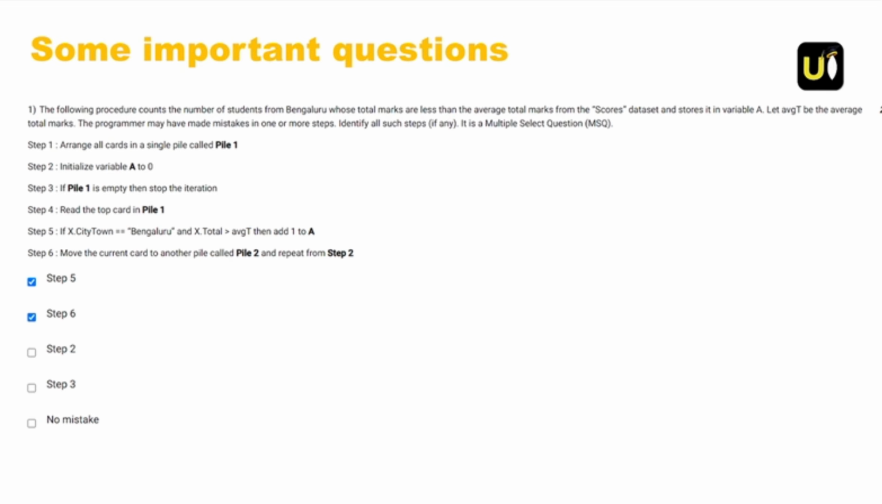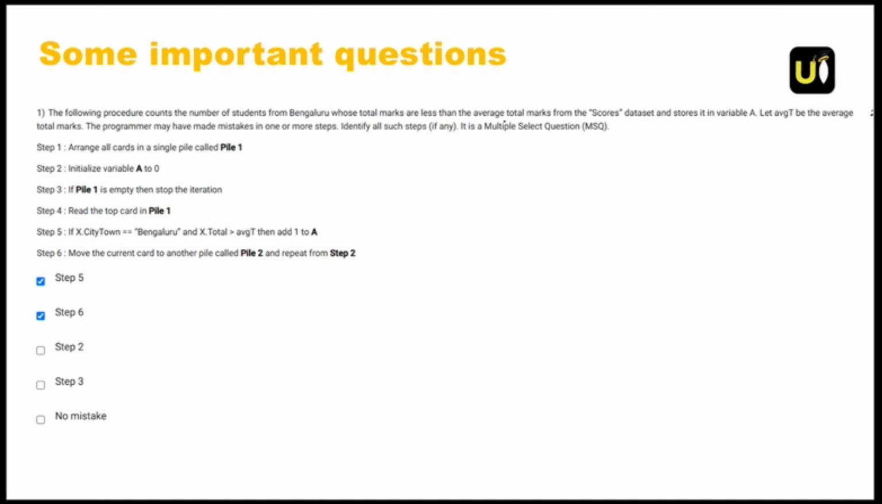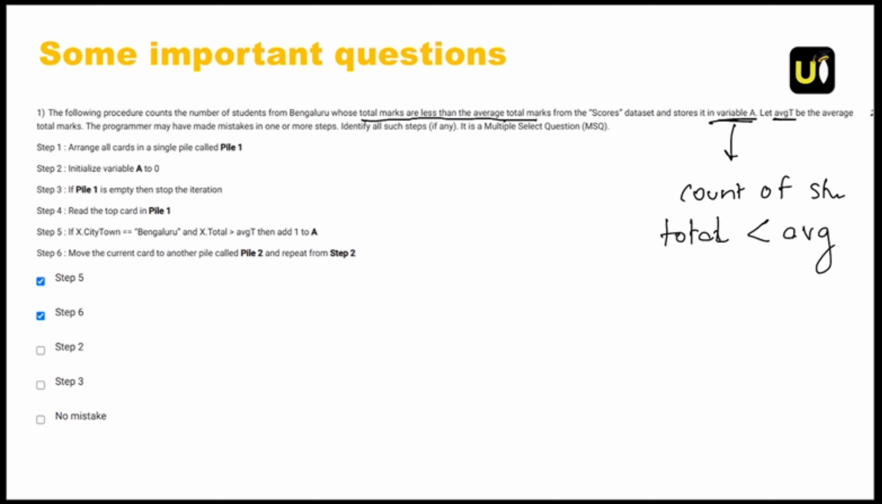Then we are doing some more questions here. The following procedure counts the number of students from Bengaluru whose total marks are less than the average total marks from the scores dataset and stores it in variable A. So variable A is the count of students whose total marks is less than the average. Let AVGT be the average total marks. The programmer may have made some mistakes in one or more steps, and we have to identify the mistakes.